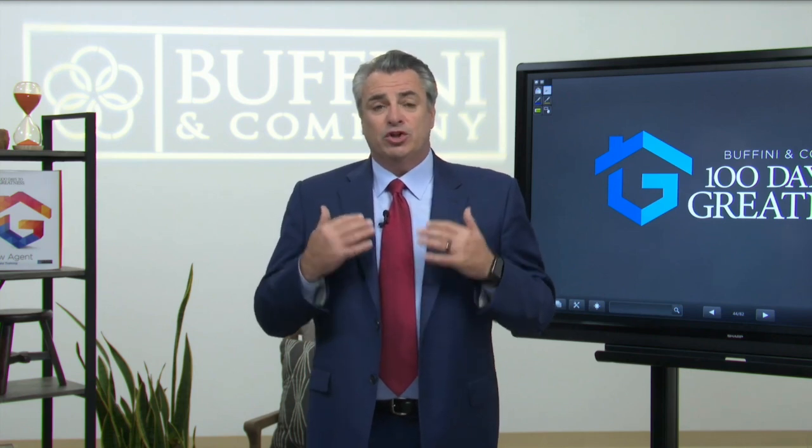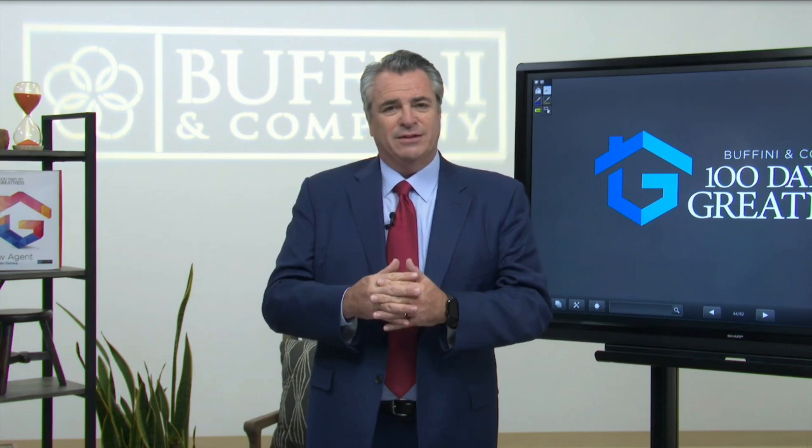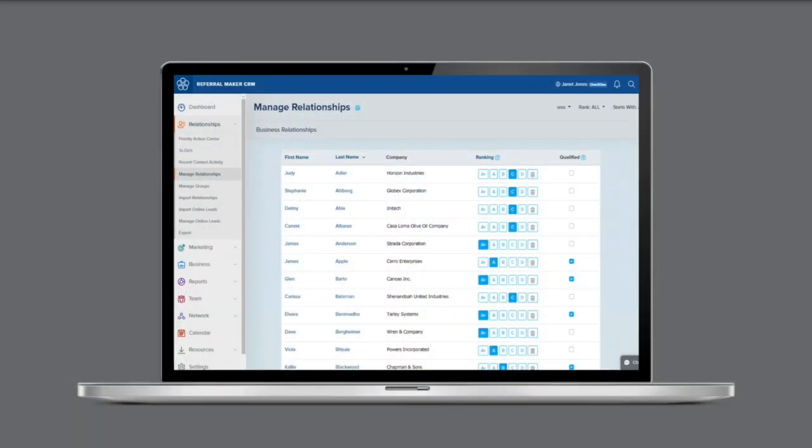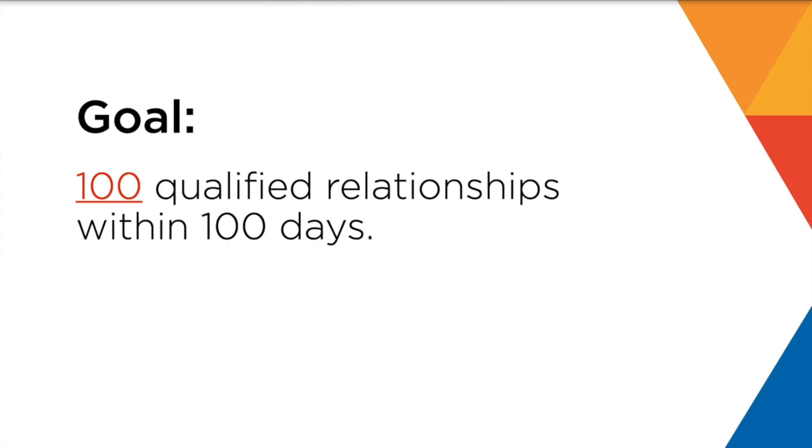So you're going to be a source of giving referrals to other people. You want to network with these folks. So when you go into the CRM, you'll be able to sort your business relationships. We'll give you a prompt and you'll see where it says business relationships. You click on there and you'll be A, B, C, D'ing your business relationships too. So you'll have your personal relationships and then you'll have your business relationships. So what's the goal? It's 100 qualified relationships within 100 days.